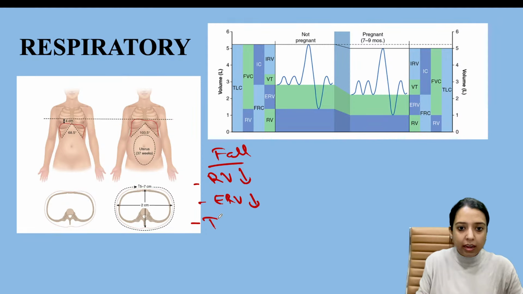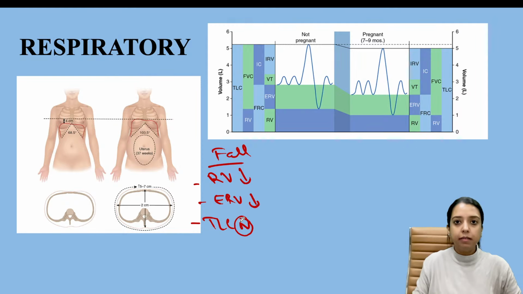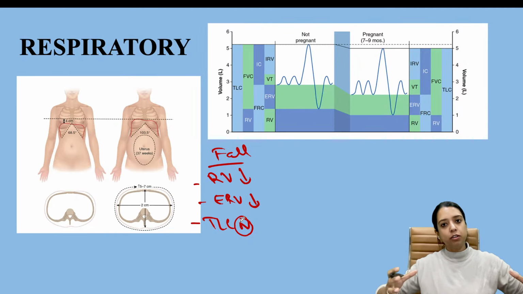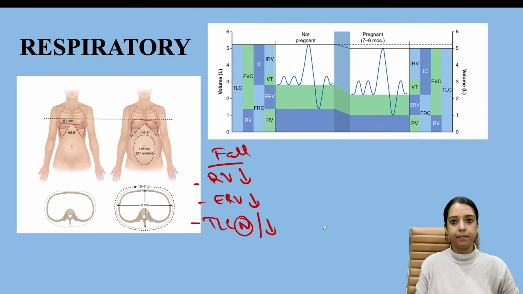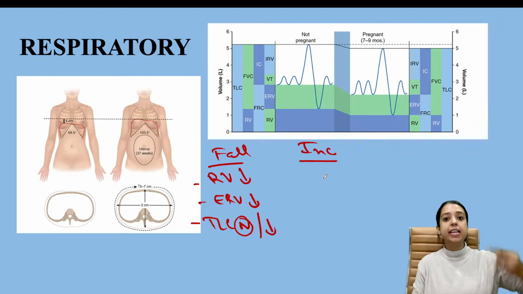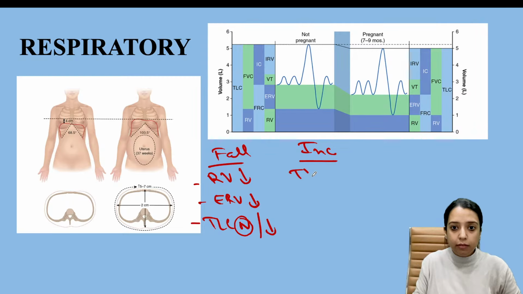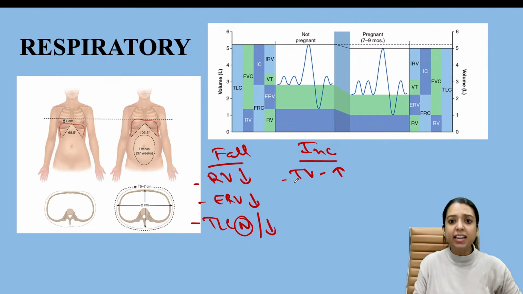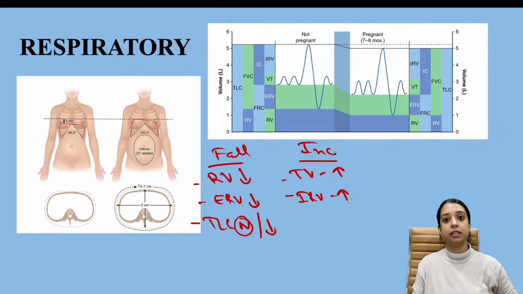Okay? Total lung capacity either stays normal. Some people say it stays normal because the rib cage expands horizontally. So some say it stays normal, but it can also fall. What increases? If you have seen a pregnant woman breathing, they take deep breaths. So tidal volume rises. Because they take deep breaths because of progesterone hormones. Okay? So tidal volume is rising. Inspiratory reserve volume is rising. So inspiratory capacity is rising. Okay? Tidal volume is rising.